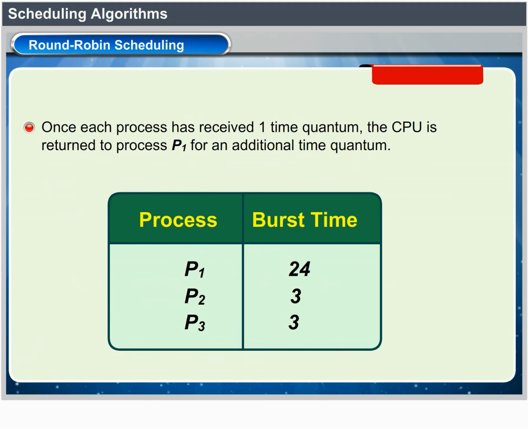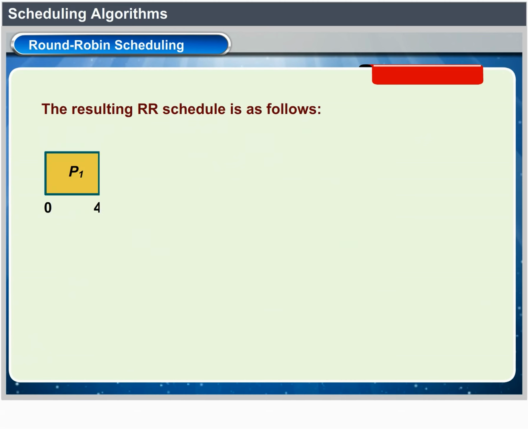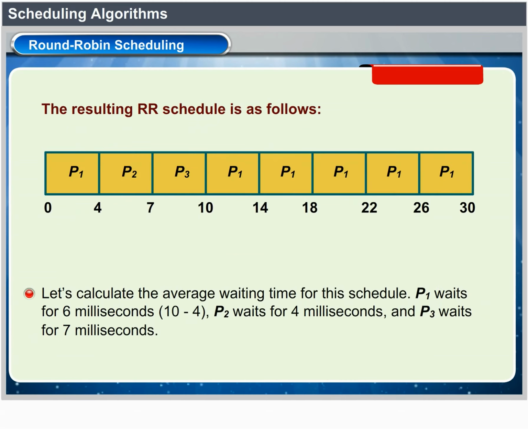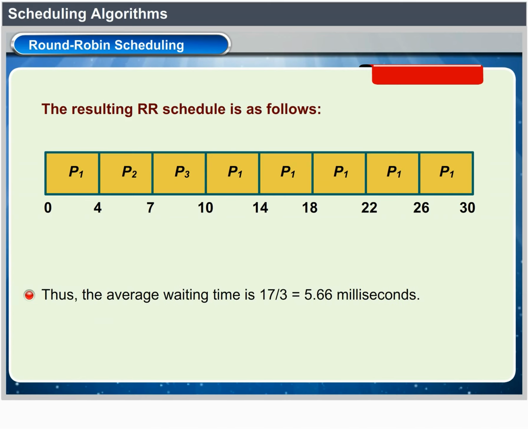The resulting RR schedule is as follows. Let's calculate the average waiting time for this schedule. P1 waits for 6 milliseconds, that is 10 minus 4. P2 waits for 4 milliseconds and P3 waits for 7 milliseconds. Thus, the average waiting time is 17 divided by 3, equaling 5.66 milliseconds.